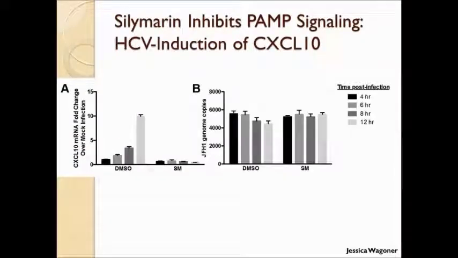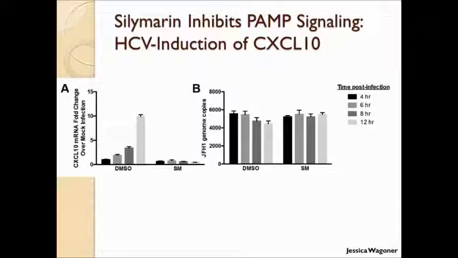Jessica Wagner works in my group. We've been together, I think, 12 years, and she generated these data several years ago. This is real-time PCR, RT-PCR, expression of a pro-inflammatory chemokine called CXCL10. Human hepatocytes were infected with hepatitis C virus, and Jessica measured CXCL10 at 4, 6, 8, and 12 hours post-infection. You can see in the solvent control cells that HCV infection causes a time-dependent increase in CXCL10 mRNA, and silymarin completely blocks that.